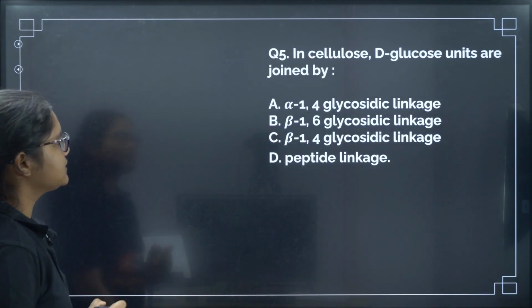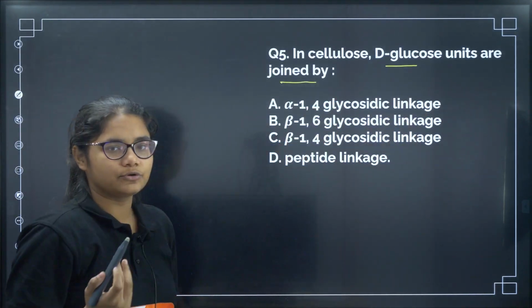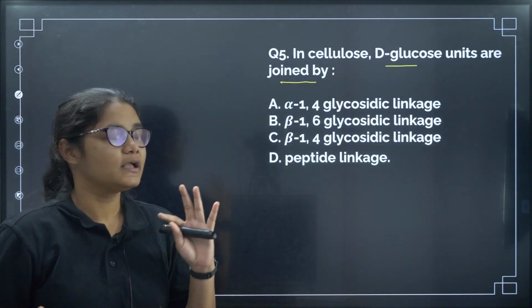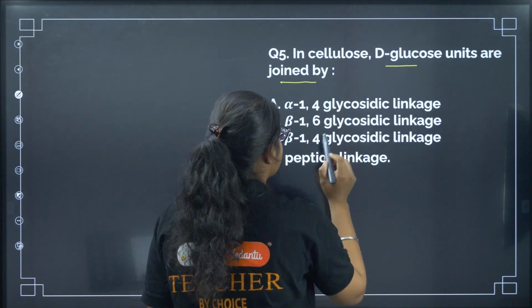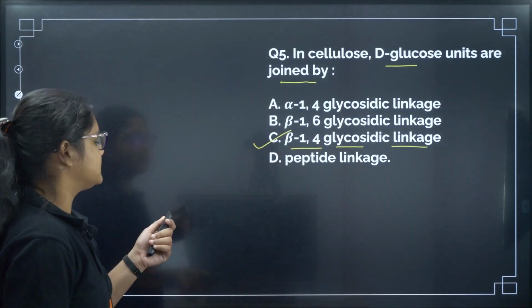Now coming to the next question. In cellulose, the D-glucose units are joined by... You should know there are 3 polysaccharides: starch, cellulose and glycogen. In cellulose we have beta 1,4 glycosidic linkage. The correct answer is option number C.